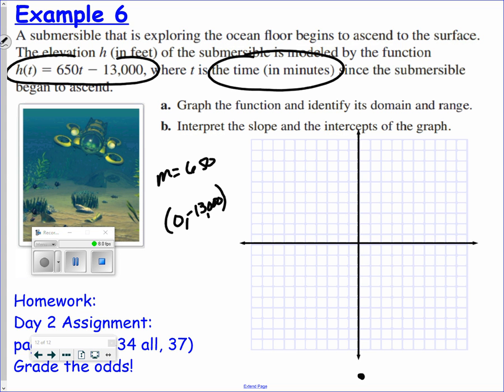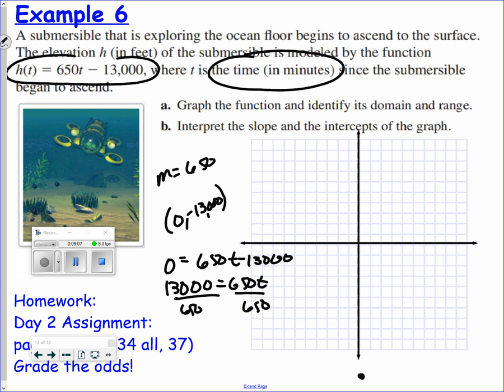And then what would the x-intercept be? What if I put h of t as 0? Let's solve this for a second. So I would add 13,000 and divide by 650. So 13,000 divided by 650 would be 20.